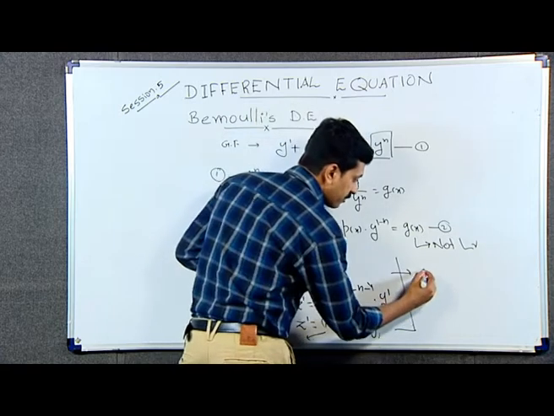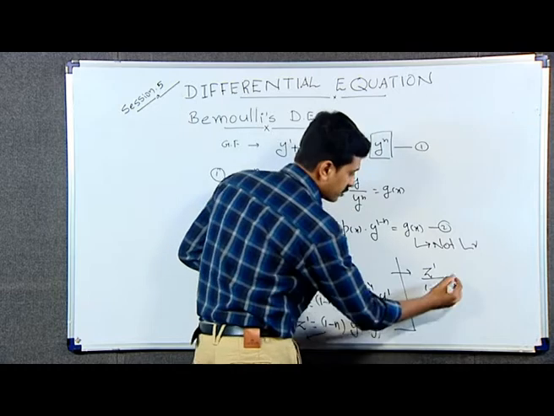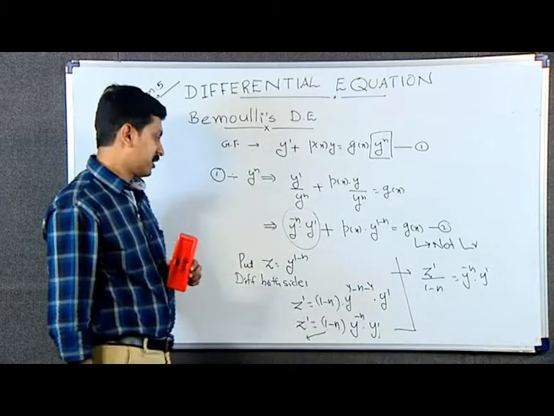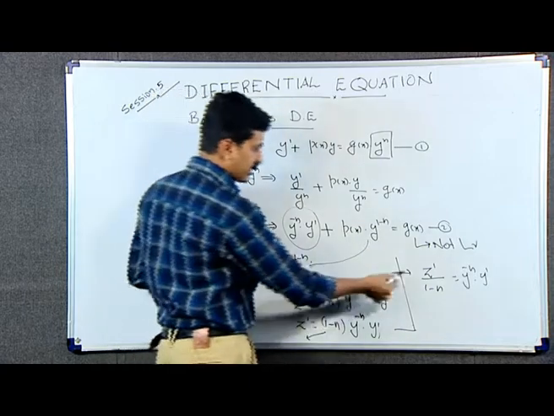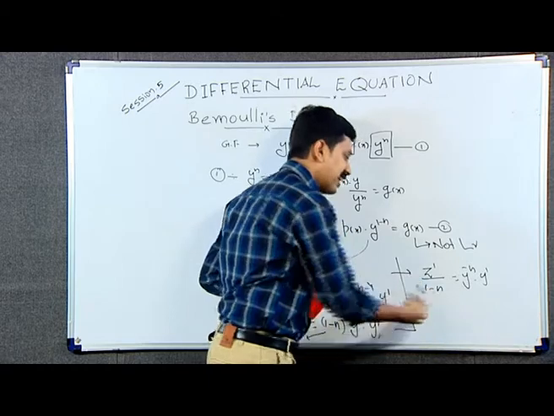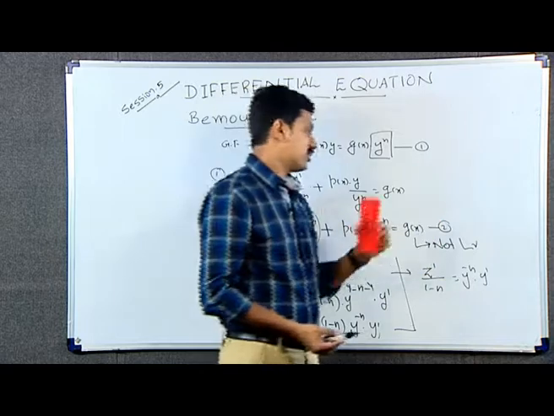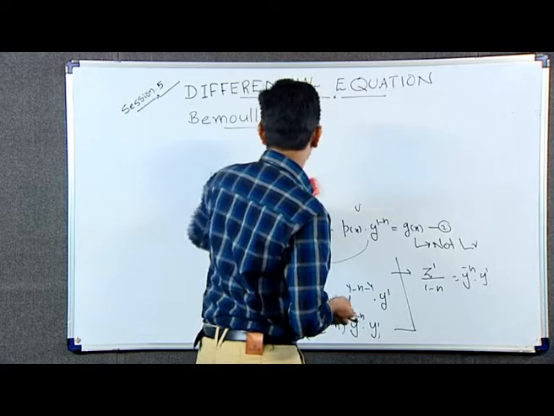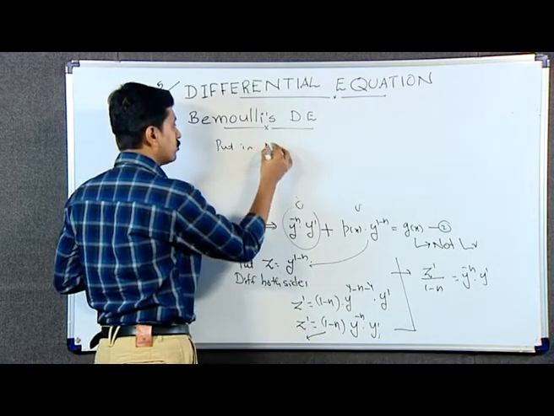Therefore, we will have z'/(1-n) = y^(-n) y', and we have taken z = y^(1-n). As well, we found y^(-n) y' = z'/(1-n). So, put these two values into equation 2, by substituting these values into equation number 2.